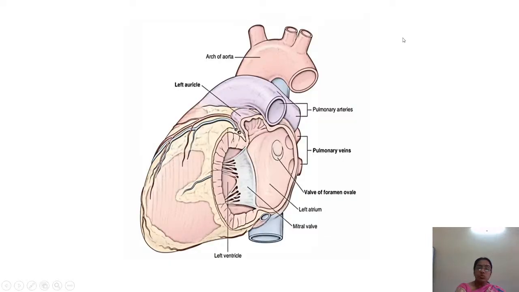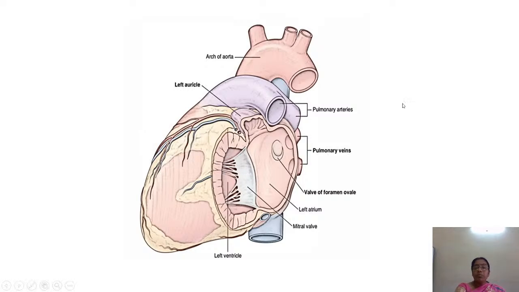Yes, so this is the left atrium. You can see here, this is the left atrium wall. The whole part is smooth. There is no rough part. The rough part is only present in a small ear-like extension, that is the auricle. So you can clearly say the whole of the left atrium is smooth.